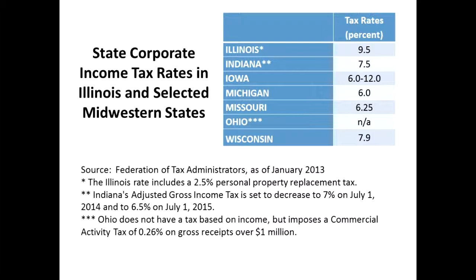It's 9.5%. That 9.5% rate is among the highest of all states with a corporate income tax. It is a very high rate. Iowa goes up to 12, but that's a progressive tax, and it goes up there only for the higher income corporations. So we took years, decades getting in this mess.